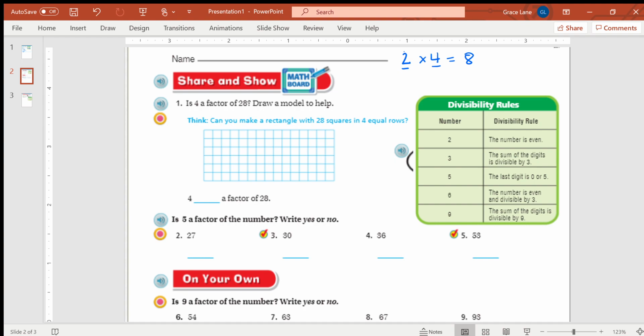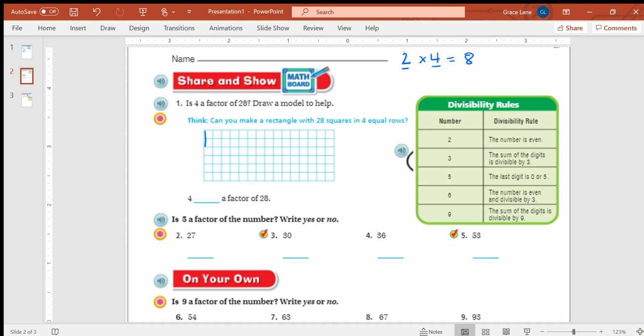If you look at your chart though, it goes 2, 3, 5. There's not a rule for 4. And so in this case, you either need to know your basic fact or you need to be able to divide because there isn't a shortcut for the number 4. So they're asking you, is 4 a factor of 28? They gave you a model to kind of help you. It says, can you make a rectangle with 28 squares in 4 equal rows?